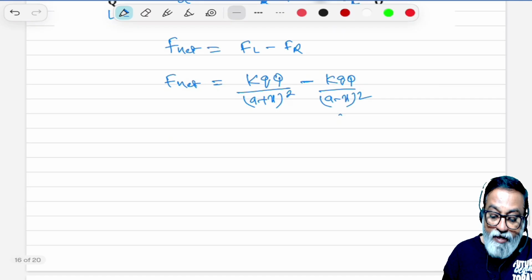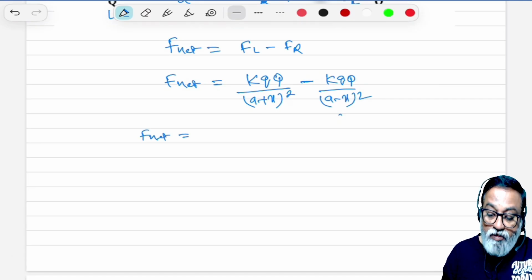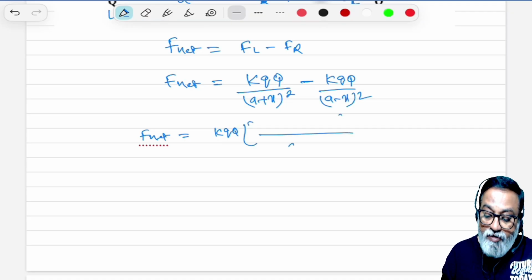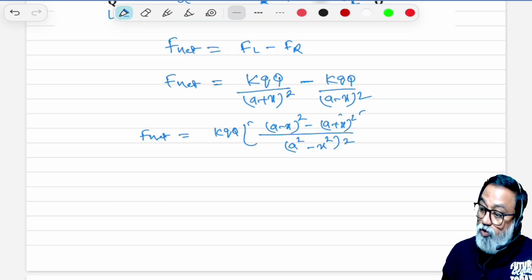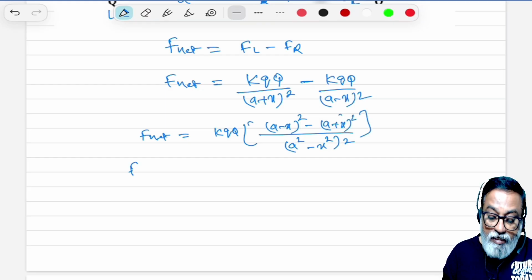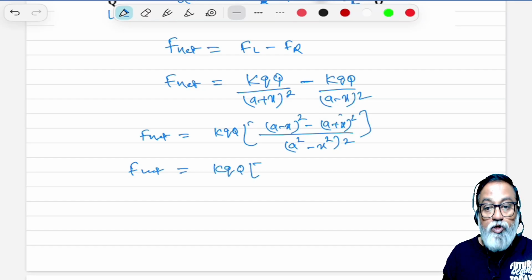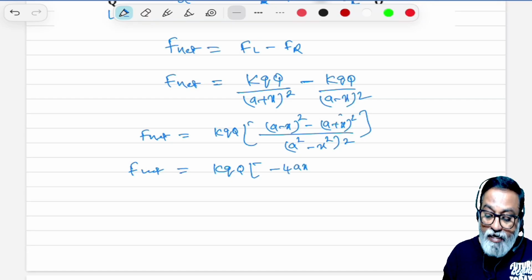Here F net is equal to, taking K Q into Q common, the LCM is A square minus X square whole square. The numerator becomes A minus X whole square minus A plus X whole square. Therefore, F net is equal to K into Q, A minus X whole square minus A plus X whole square, which is minus 4AX, by A square minus X square whole square.